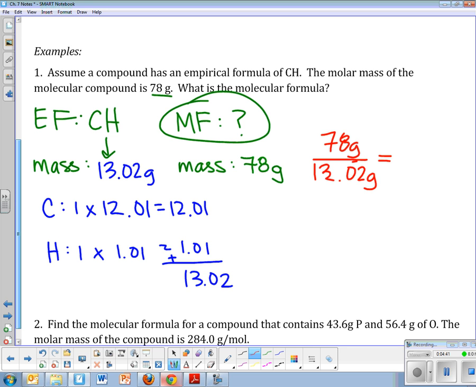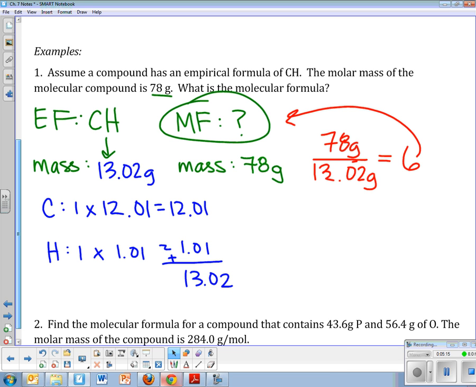Okay, we want to know how much bigger is 78 grams. So when you divide this out, you're going to get really, really close to 6. These numbers might not be exactly whole numbers, but they're going to be extremely close. If they're not, we'll talk about that in the next example. What this 6 tells me is that my molecular formula is 6 times larger than the empirical. Its mass is 6 times larger, so its formula should be 6 times larger.